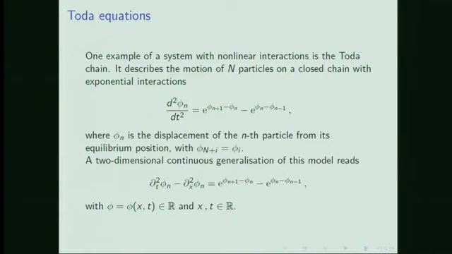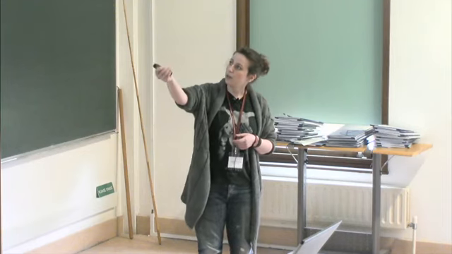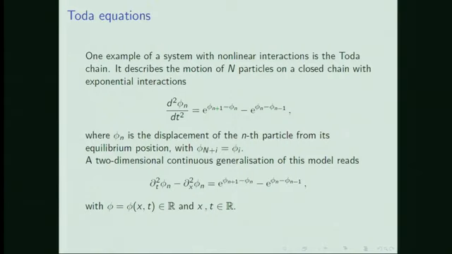I'll start off by talking about the Toda equations. It's one example of a system with nonlinear interactions. We have a chain of particles, actually a periodic chain, of N particles interacting with this exponential interaction. And phi n is the displacement of the nth particle from its equilibrium position.